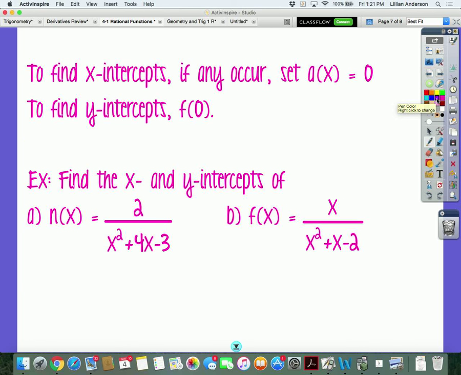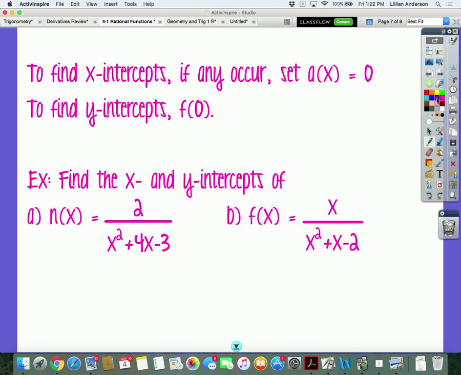Back to the basics. Finding x and y intercepts. That should be nothing new, right? To find x-intercepts, you set a of x equal to 0. What did a of x represent again? The numerator. And then to find the y-intercepts, you plug in 0 for x. So we're going to find the x and y intercept.